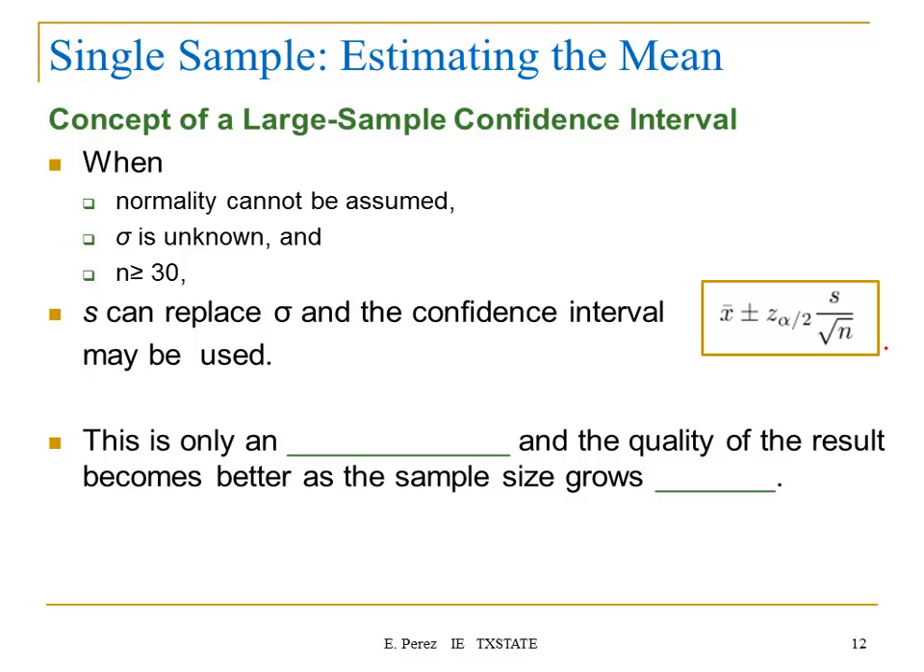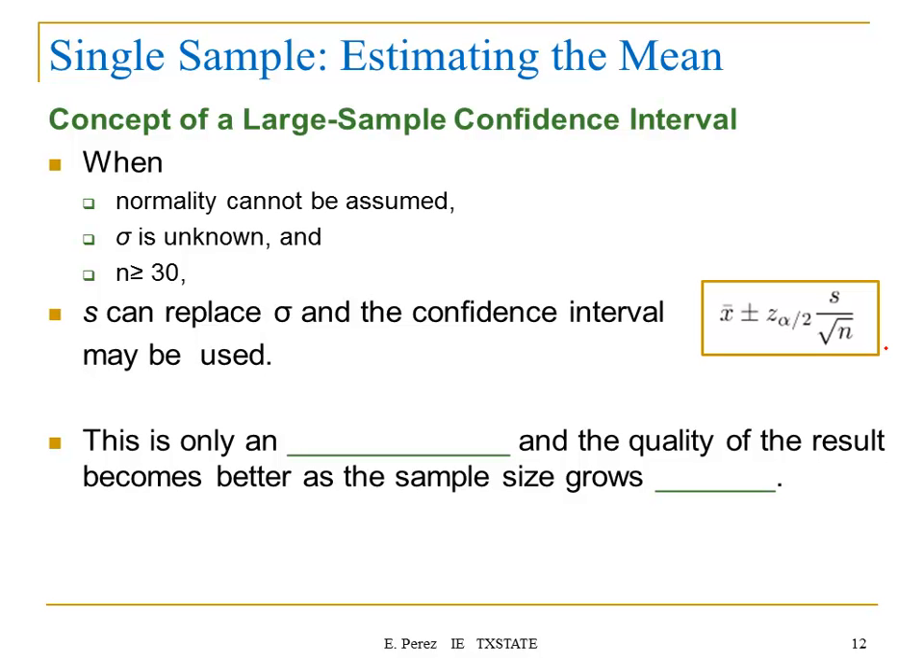Okay? So the first thing we saw was the confidence interval with the Z value of the standard normal and the standard deviation of the population. Second confidence interval, we're using the T distribution with the sample variance. Now we're saying that if normality cannot be assumed and we don't know the population standard deviation and n is greater than 30, we can replace sigma in the confidence interval. So we're going to have a different type of confidence interval. Now we can use Z, the standard normal, with the sample standard deviation.